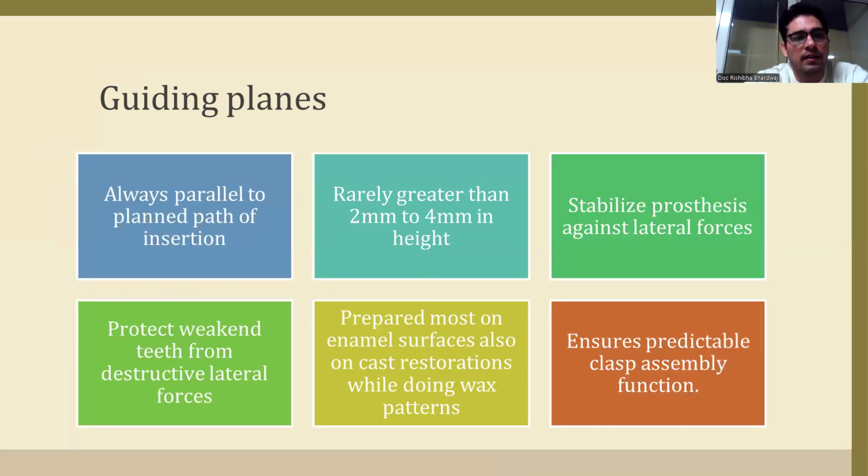Guide planes need to be parallel. They should always be parallel to the planned path of insertion, rarely greater than 2 to 4 mm in height. They stabilize the prosthesis against lateral forces and ensure the predictability of the clasp assembly function. They are prepared mostly on the enamel surfaces, and also on cast restorations while doing wax patterns. They protect weakened teeth from destructive lateral forces. These are the functions of the guide planes. But keep in mind, they should not be greater than 4 mm in height.